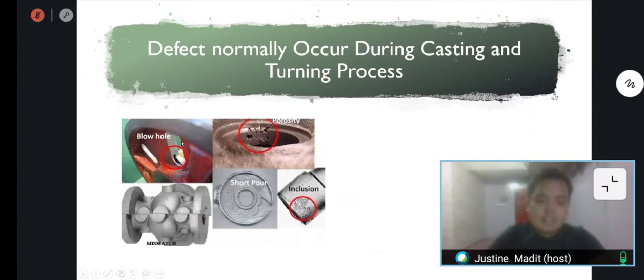First of all, the casting process. These defects can happen in the casting process: blowhole, porosity, occlusion, short pour, or mismatch. This happens due to many parameters.